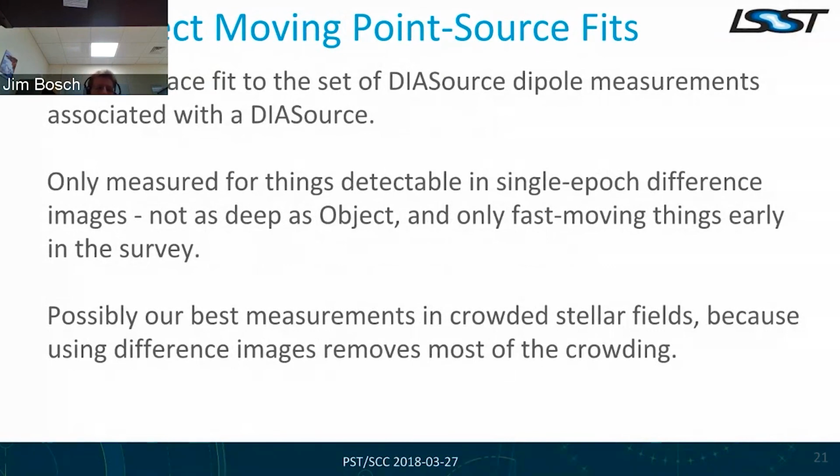That said, these may be our best measurements in crowded stellar fields, because using the difference images removes a lot of the crowding. If you have stars that aren't moving very much and you have some that are moving a lot relative to them, you will definitely see those dipoles in the difference images, whereas it might be impossible to see them in the direct images.